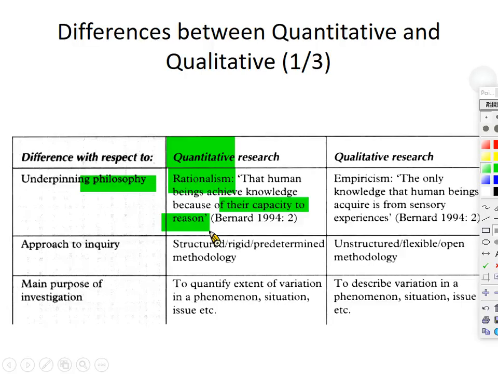But what about qualitative research? It's a different way. It's a kind of empiricism. What is empiricism? It is what happened there. The only knowledge that human beings acquire is from sensory experience. Your experience. You feel about where you are. How do you feel about your community? Why do you want to have this cultural activity and so on? So please tell me your experiences. Please share with us your story.